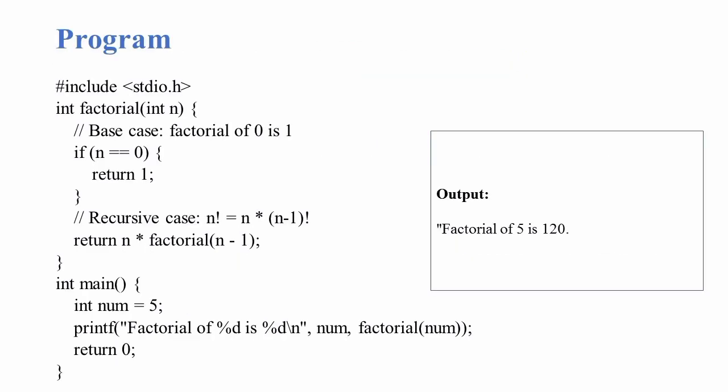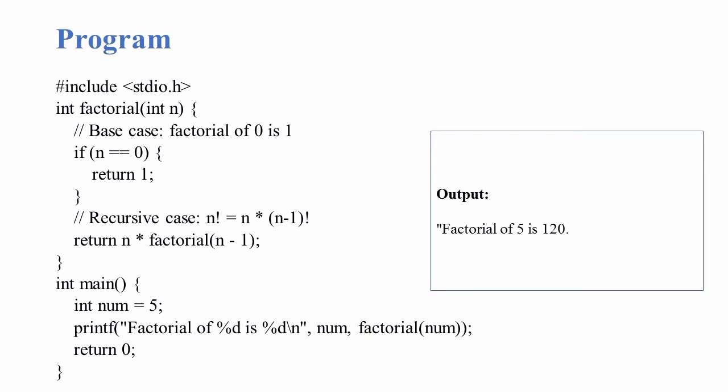Here is an example of a recursive function to calculate the factorial of a non-negative integer. In this program, int factorial(int n) is given. This is a recursive function that calculates the factorial of a given integer n. The base case checks if n is equal to 0. If it is, the function returns 1, as the factorial of 0 is defined to be 1.